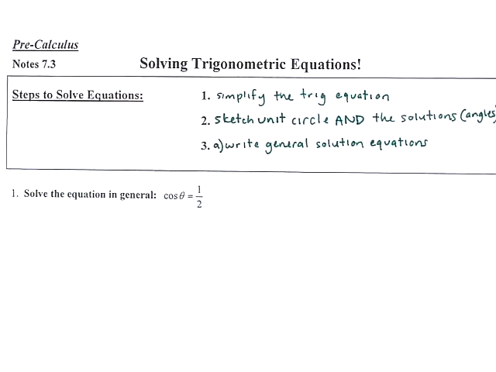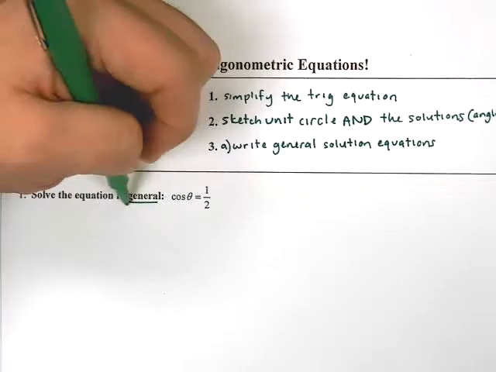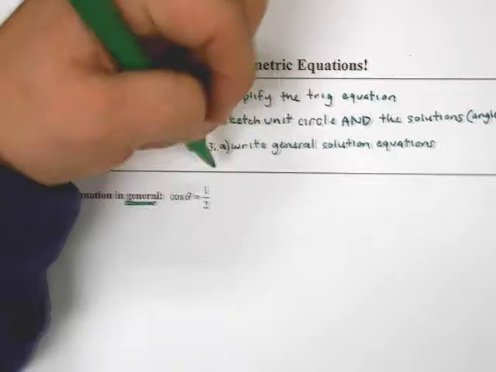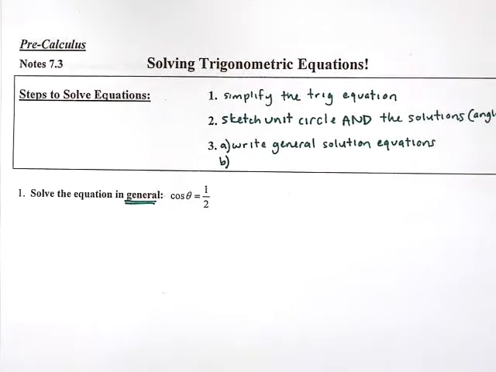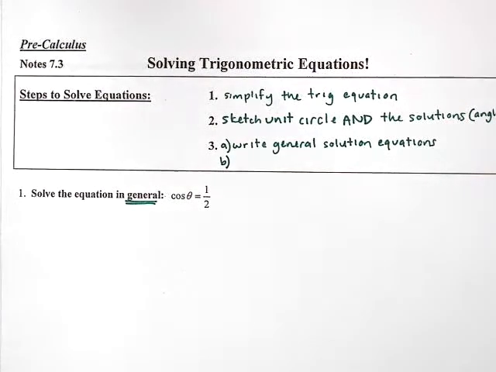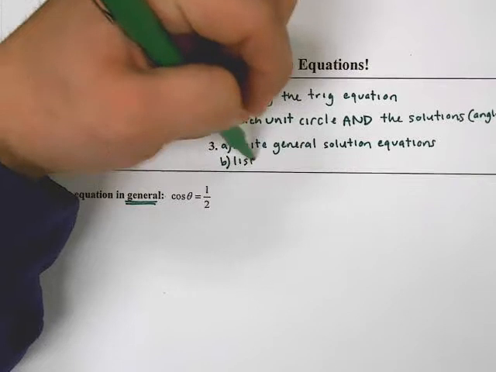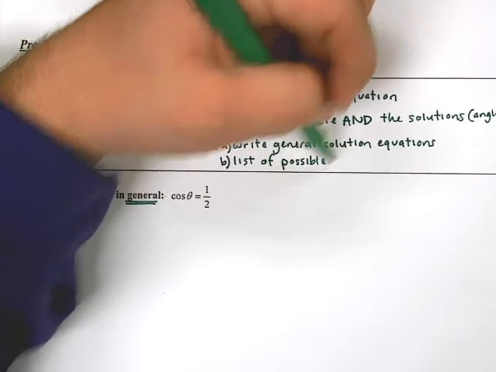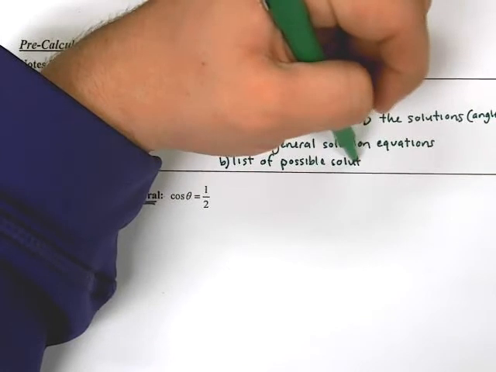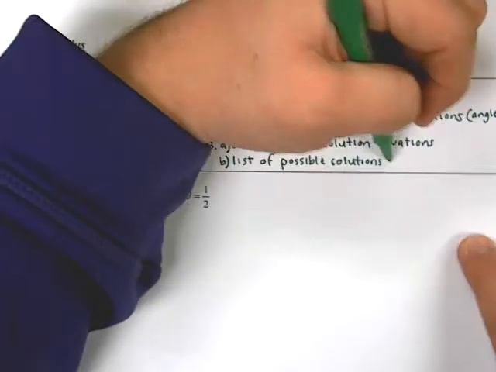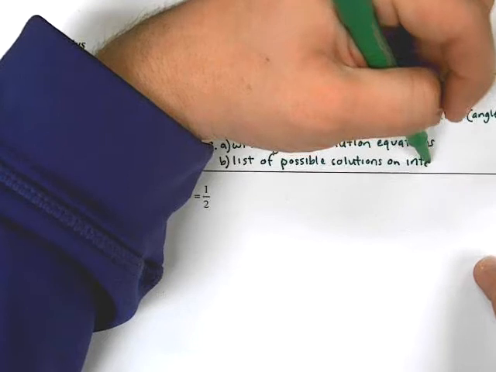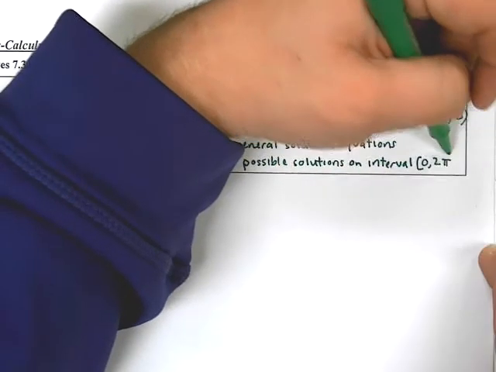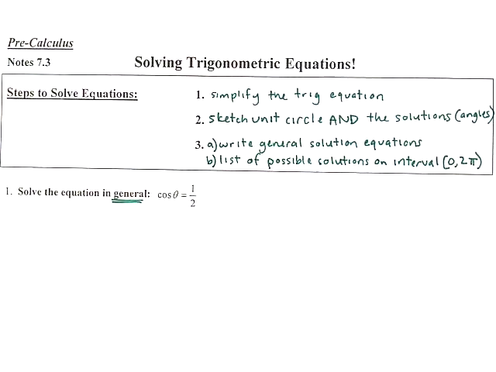For example, if it says to solve in general, then we'd be done after writing the general solutions. However, more times than not, and especially in today's video, we're going to have to make a list of possible solutions on the interval 0 to 2 pi. I'll explain a little bit more what that means as we move on.